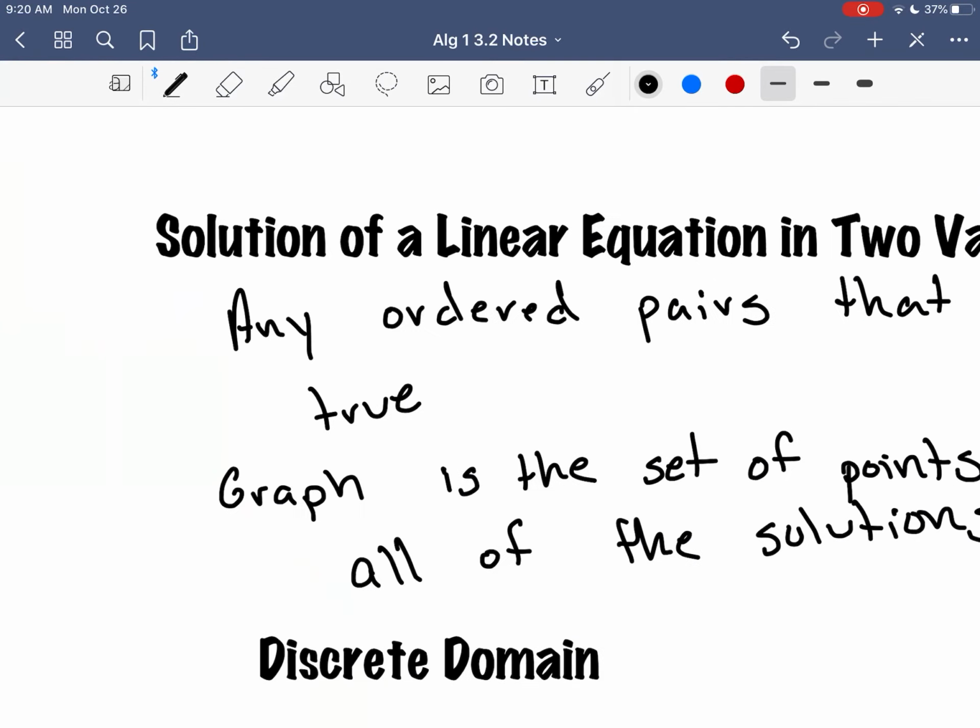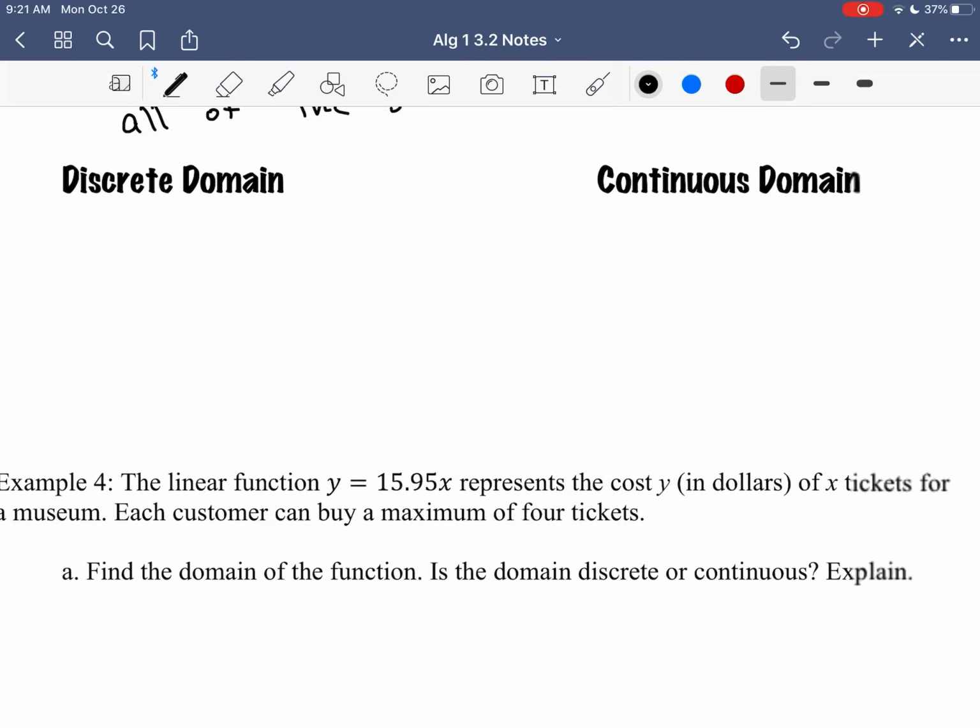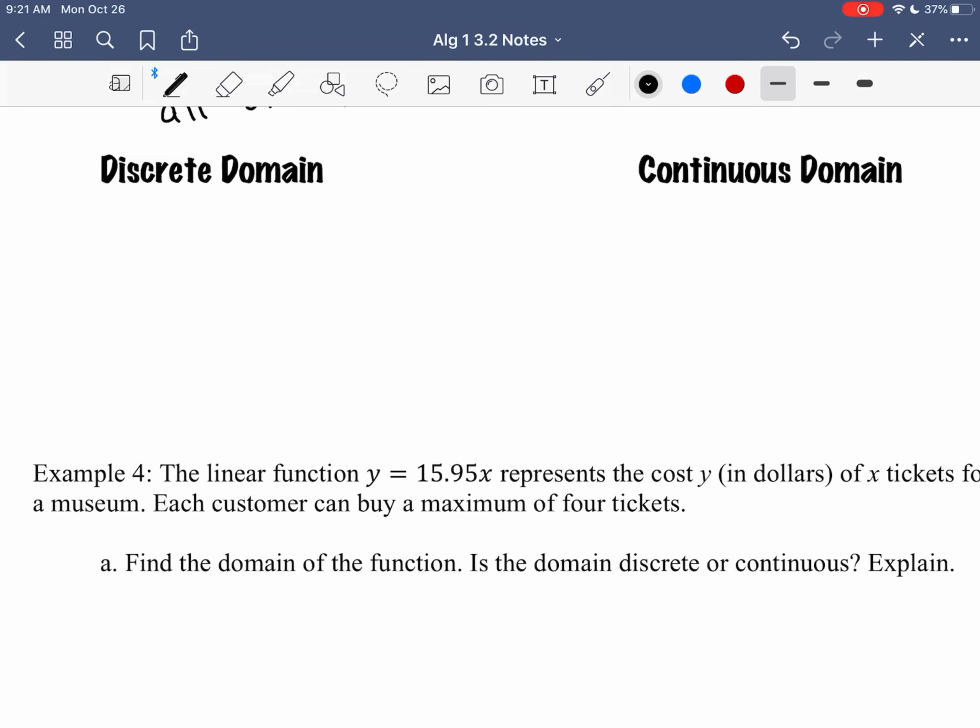We have two different types of domain. A continuous domain would be any of the numbers in between two numbers. For example, if I was looking at the numbers from 1 to 5 and all the numbers in between, it would be the number 2, 3, but also 2.1 and 4.9 and 3.5. Any of these numbers in between would be a continuous domain. So it's all of the numbers in the interval.